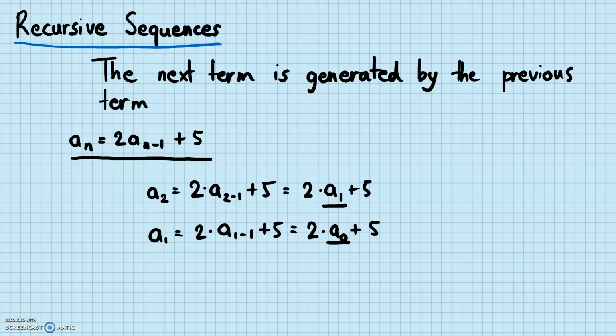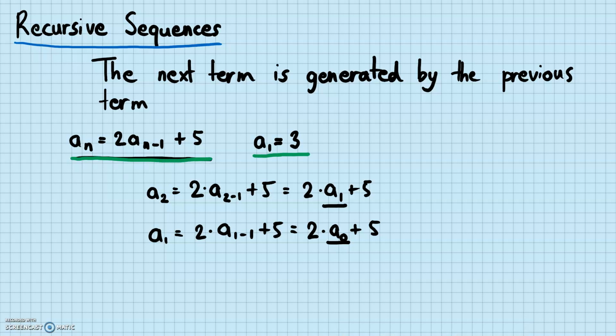So for recursive functions, I've said this before, you need to have the initial value. So for this problem, our initial value, a sub 1 equals 3, is our initial value. So you need to have these two things. You need to have the algorithm and the initial value for recursive sequences.